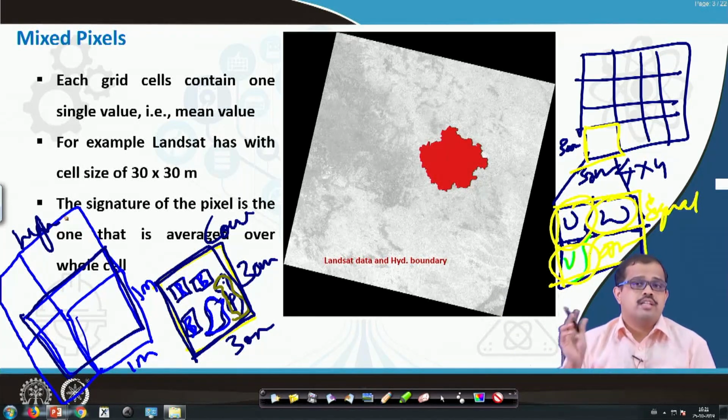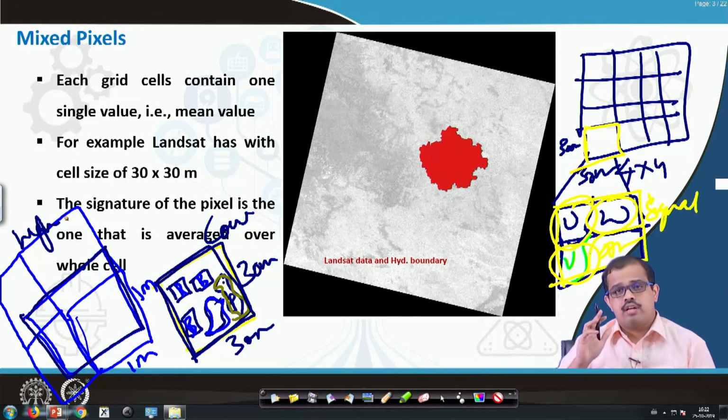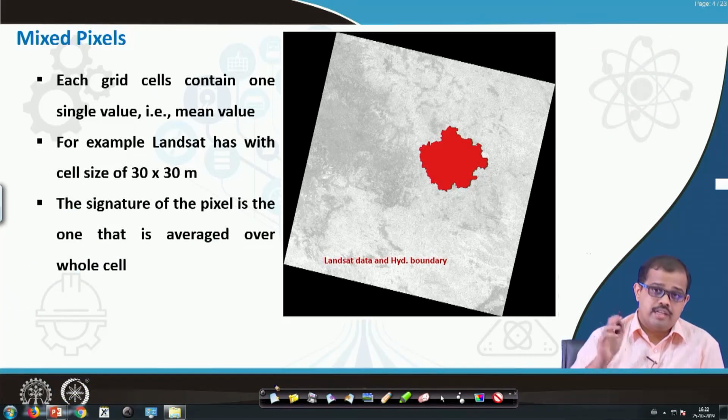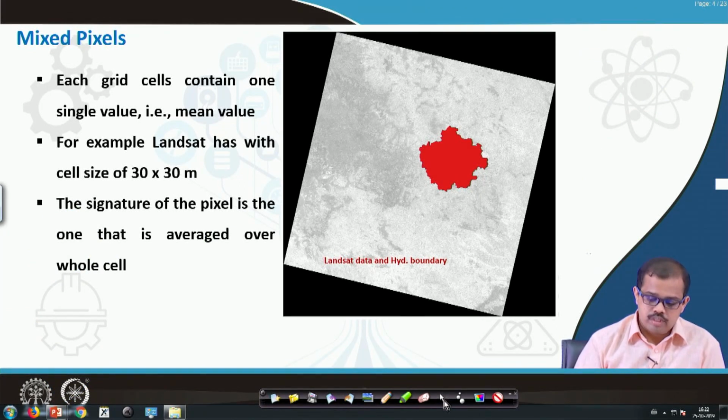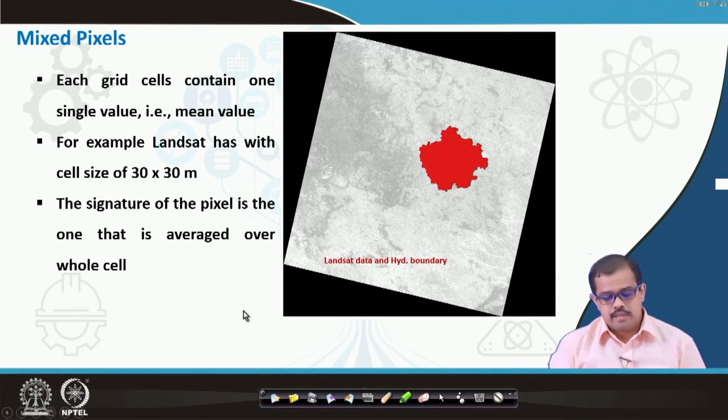So always look at the comparative statements when you are referring to any of the resolutions, or when you are referring to the pixel size, etc. So always be careful when you are mentioning high resolution versus coarse resolution, or high detail versus low detail maps. Okay, so let us go back to what I was speaking about.